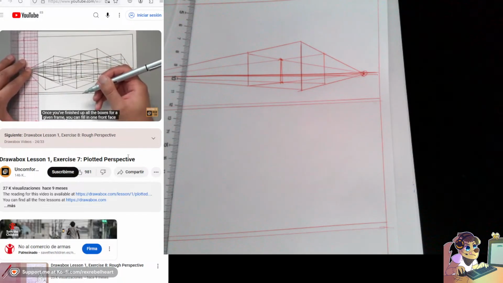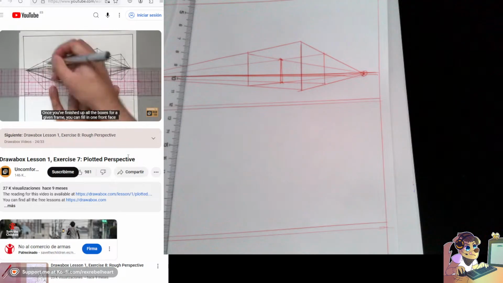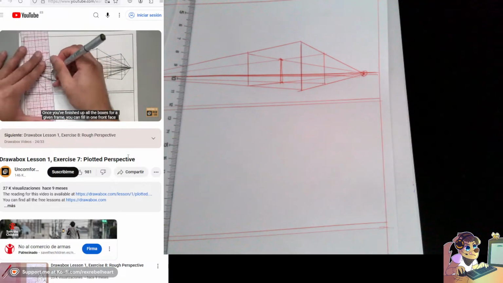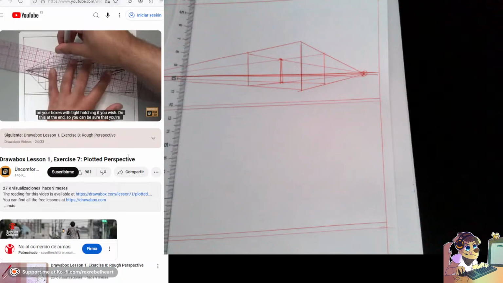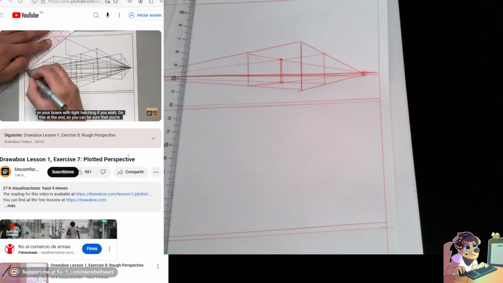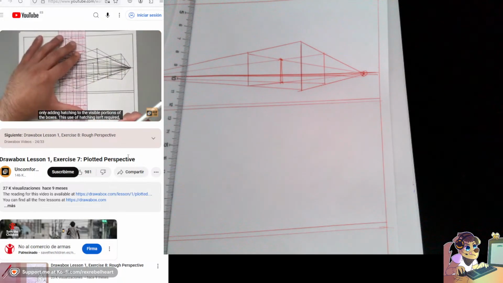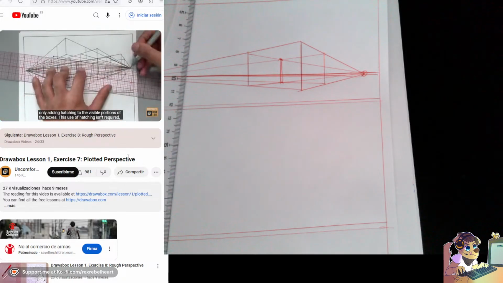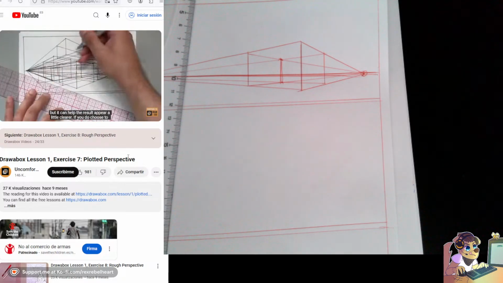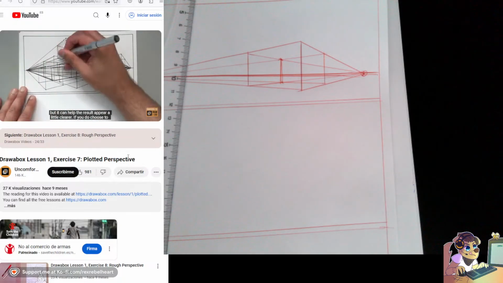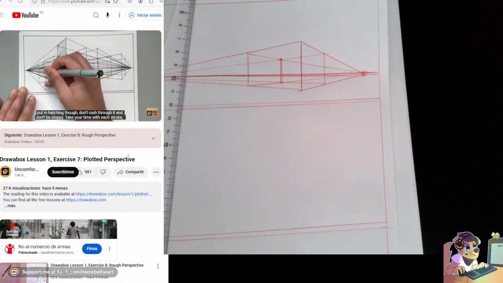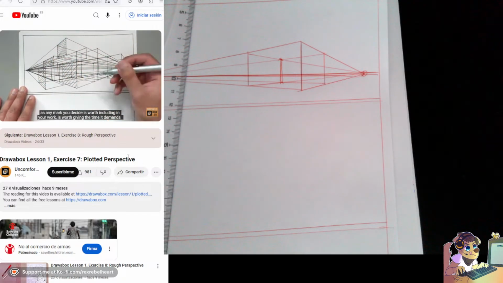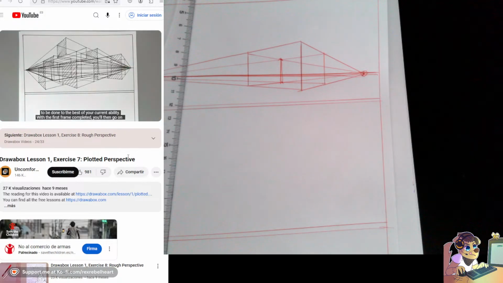Once you've finished the boxes for a given frame, you can fill in one front face on your boxes with tight hatching if you wish. Do this at the end so you can be sure that you're only adding hatching to the visible portions of the boxes. This use of hatching isn't required, but it can help the result appear a little clearer. If you do choose to put hatching in though, don't rush through it and don't be sloppy. Take your time with each stroke, as any mark you decide is worth including in your work is worth giving the time it demands to be done to the best of your current ability.